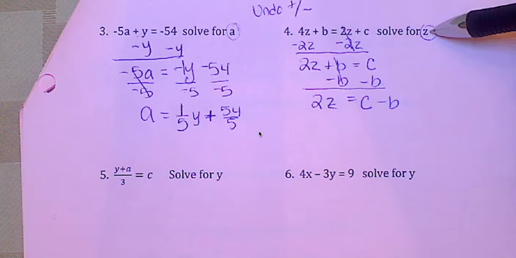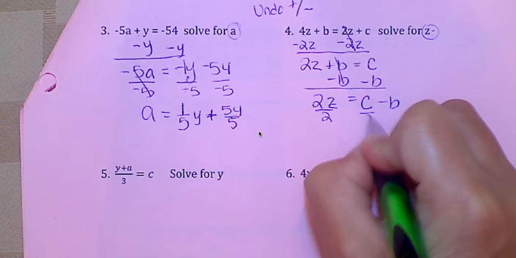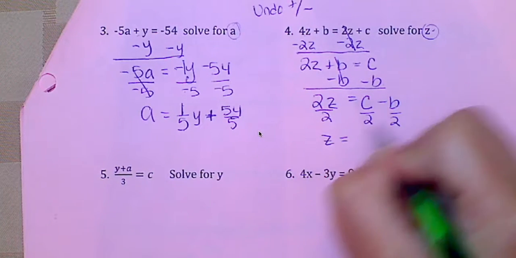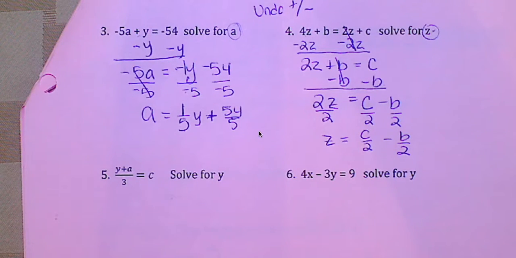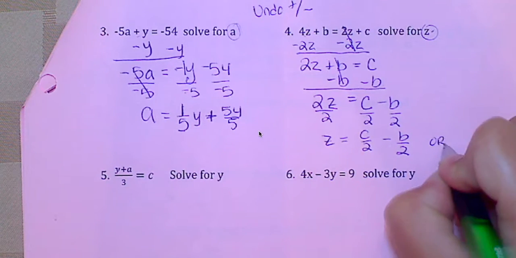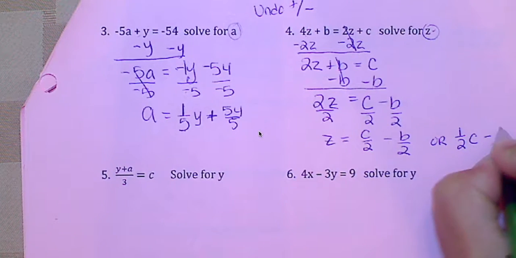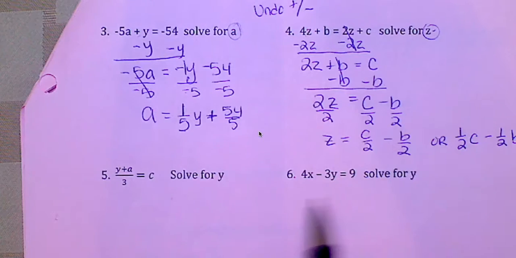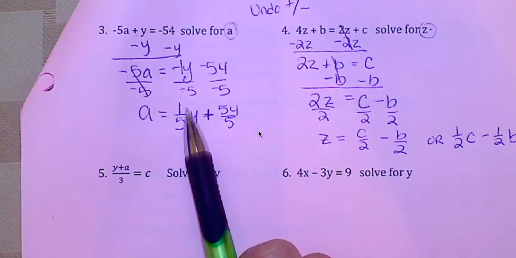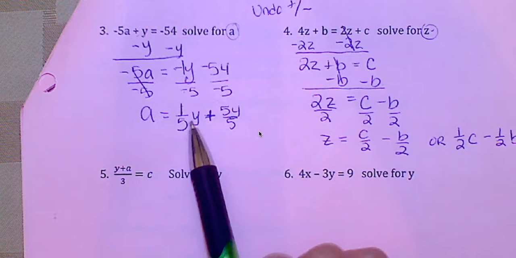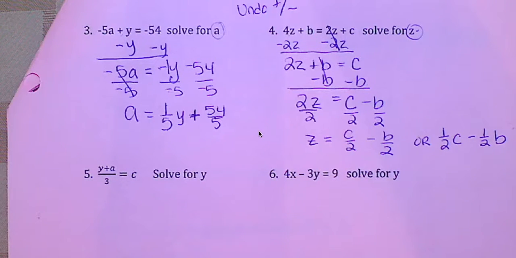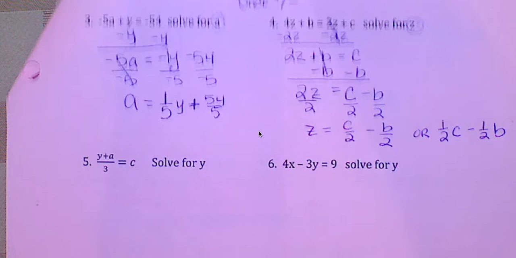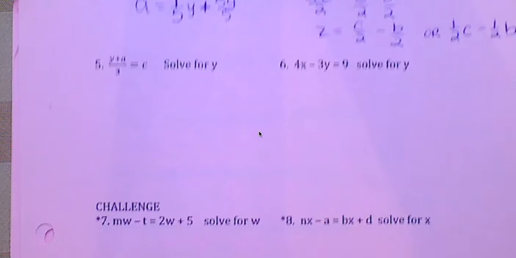Again, we're getting z alone, so we have to divide by 2, divide by 2, divide by 2. And you can just leave this, c over 2 minus b over 2. Totally fine. Okay. Another option, you could write 1/2 c minus 1/2 b. So we have some options here. Here I put the fraction in the front, push the variable to the right. Here I left them on top. They are both correct. So whatever you're more comfortable with is acceptable. Okay, that's fine with me. We've got 2 left here.